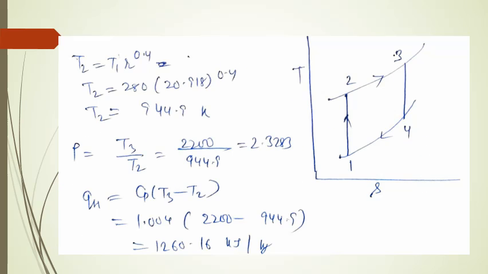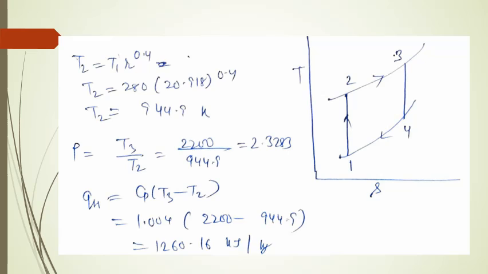T2 is equal to T1 into R raised to power gamma minus 1. So with this expression, the value of T2 comes out to be 944.9 Kelvin. Rho, which is equal to T3 upon T2, is equal to 2200 upon 944.9, that comes out to be 2.3283. We have drawn TS diagram for this cycle, that is diesel cycle, on the slide.